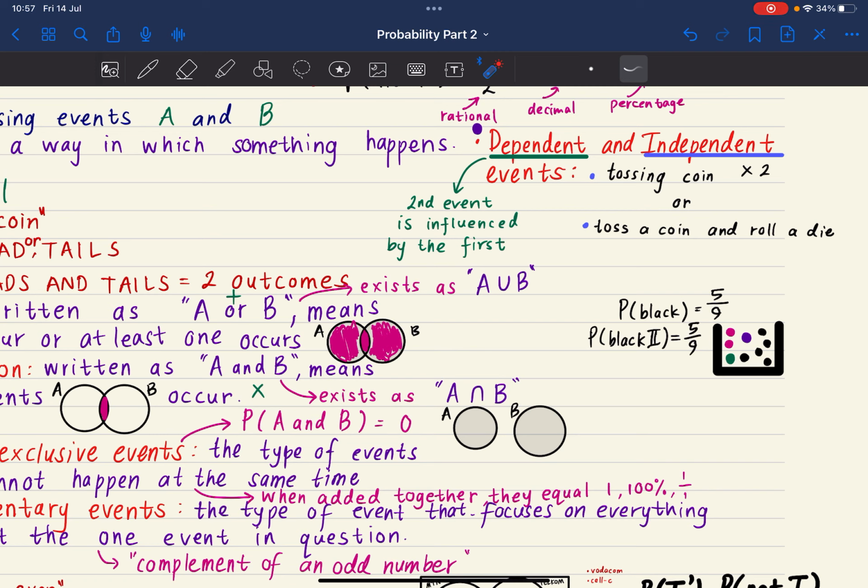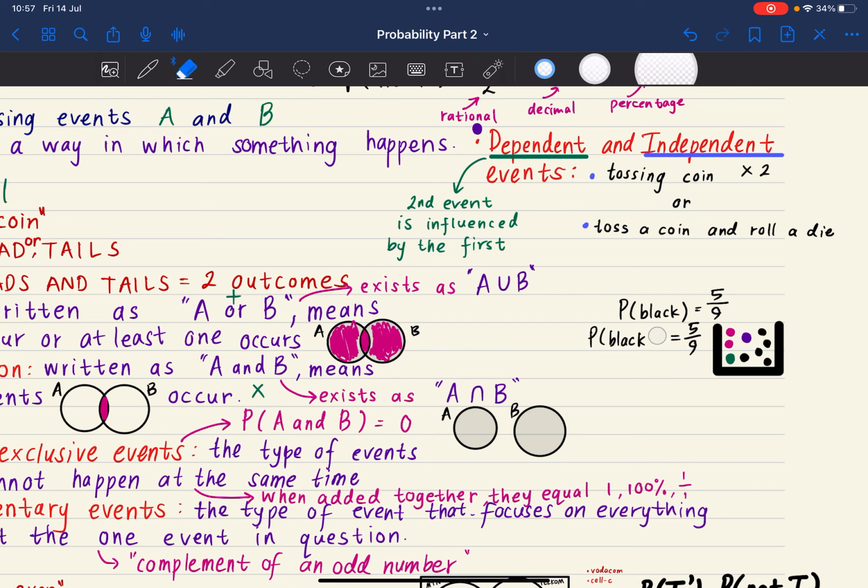So if the total outcome does not change, because of the way this scenario panned out, we kept on putting the balls back inside after we picked them, we say that this is an independent event, because the first doesn't affect the second. The second is not influenced by the first event. So me picking a black ball the second time is not influenced by me picking a black ball the first time, because the total amount of balls remains the same.